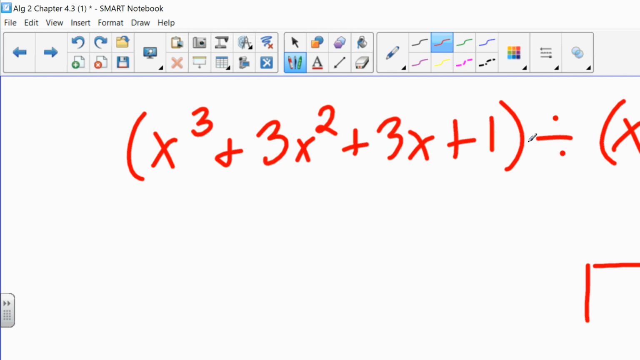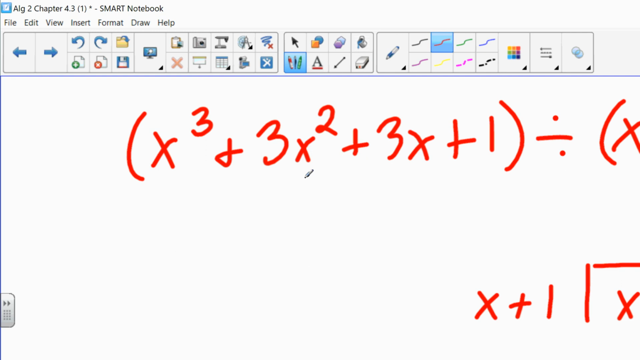Now the way we set this up is actually the very same as what we just did. We're going to put x cubed plus 3x squared plus 3x plus 1 inside, and we'll have x plus 1 on the outside.